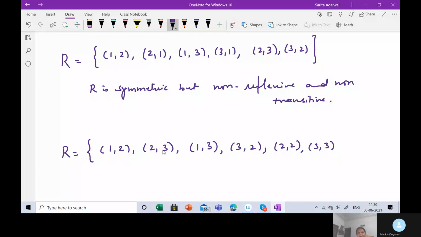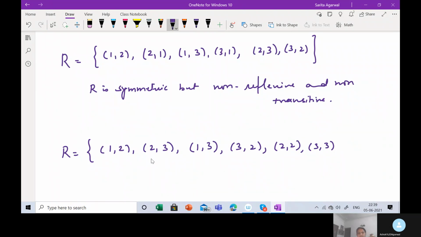Now when we have (2,3), then it is (2,3), (3,2). That means (2,2) is here, right? And (2,3), (3,3), (2,3) is here. So it works here. Now for (1,3), we have (1,3), (3,2), (1,2) is here. (1,3), (3,3), so (1,3) is here, right? Then we have (3,2), (2,2), (3,3)... is here.